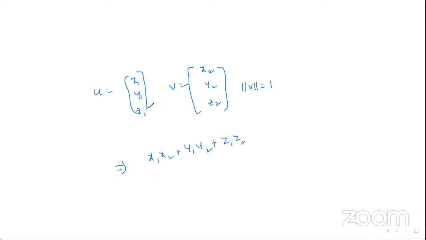I know x1, y1, z1. I need to find x2, y2, z2. This is the dot product, and this is the objective function f of x2, y2, z2, because those are the unknown values. F of x2, y2, z2 equals x1 x2 plus y1 y2 plus z1 z2. It should be a minimum.